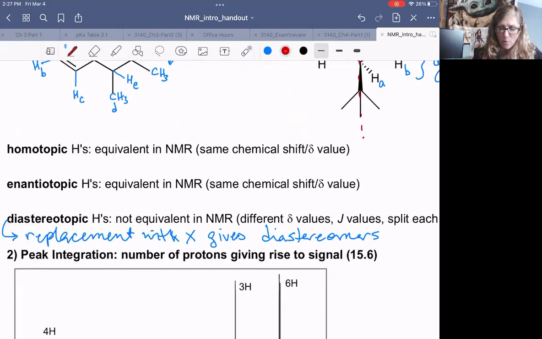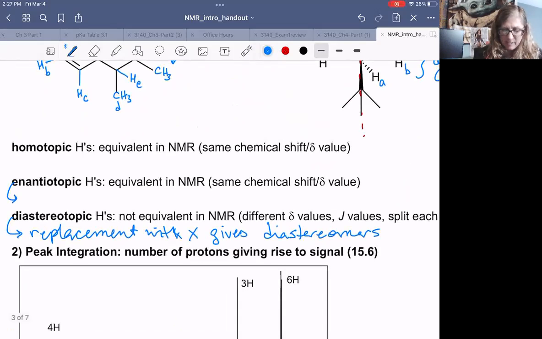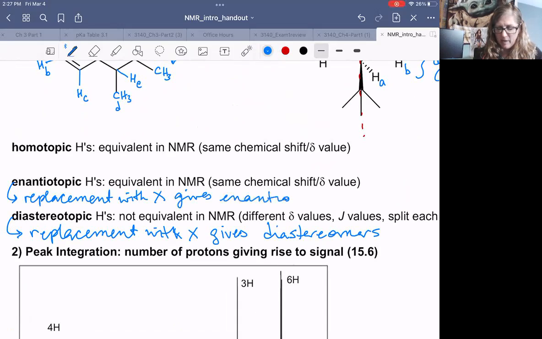All right, so what does it mean to be enantiotopic? Enantiotopic means that replacement with X, or whatever group you want to use for your replacement test, gives rise to a pair of enantiomers, meaning mirror image relationship. And these, you could see, have the exact same chemical shift, exact same splitting, interaction with its neighbors and so on.